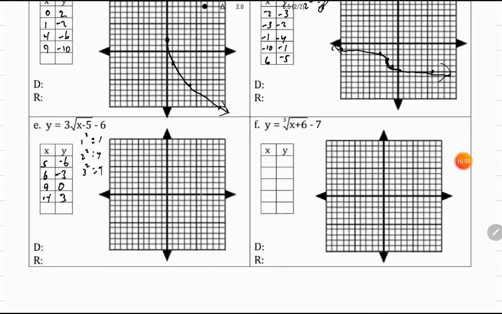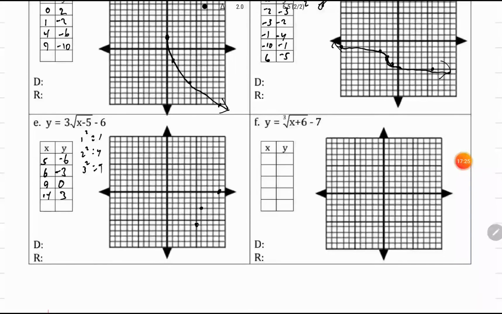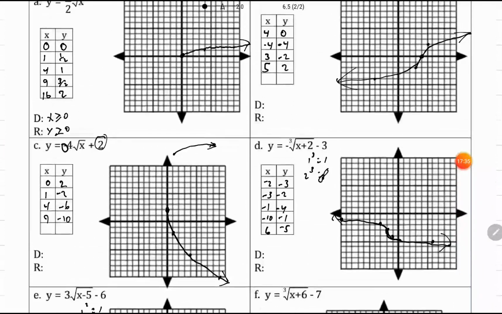So at 5, negative 6. 6, negative 3. 9, 0. Okay. So we're starting here, and it's looking like that. Oh, sorry, I forgot to do domain and range and all these.